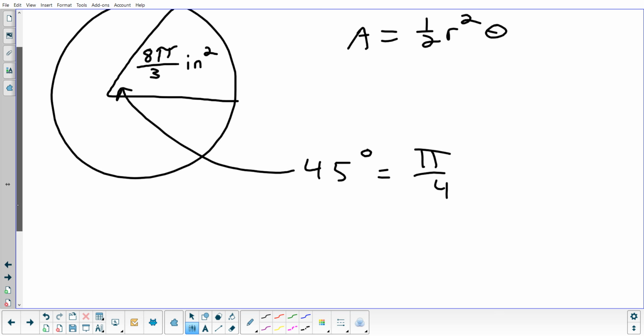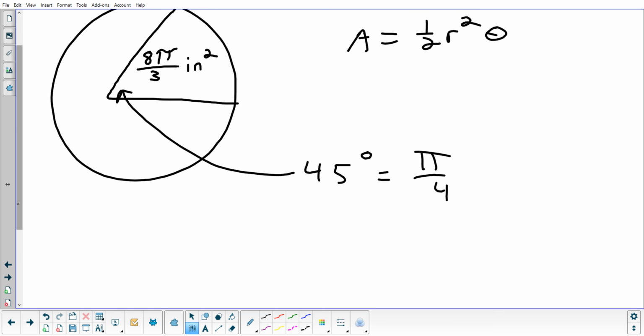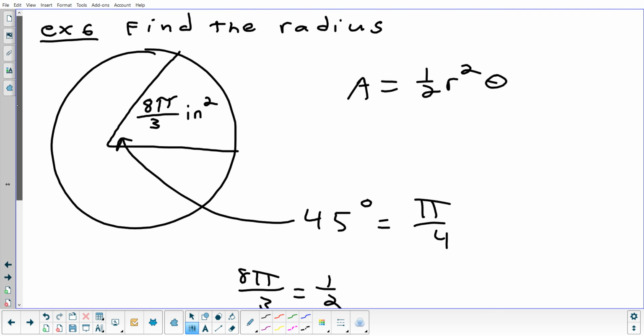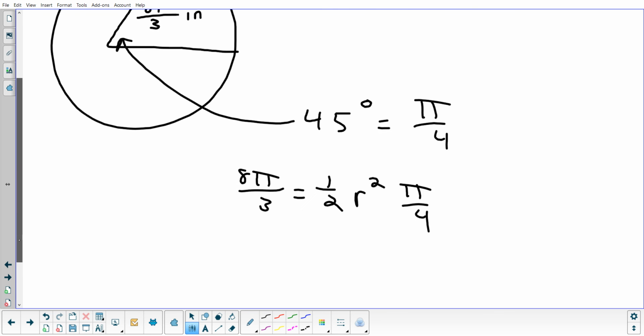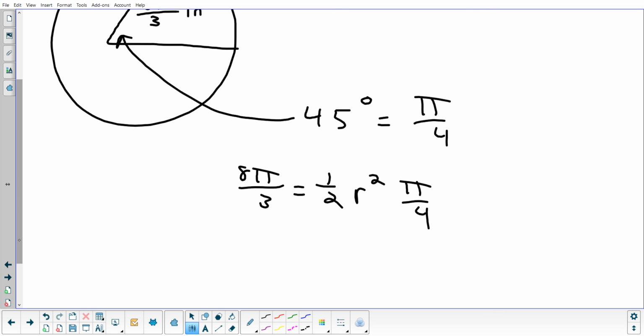All right, now we got everything we need. So let's fill in the area. The radius, we're going to leave that as r, because that's what we don't know. And the angle is pi over 4. All right, so there's really going to be 3 steps to get r by itself. We've got to get rid of the 1/2, the pi over 4, and then the exponent of 2.